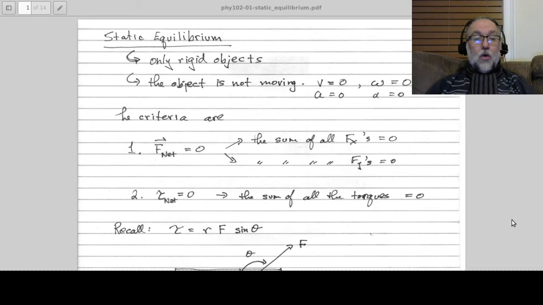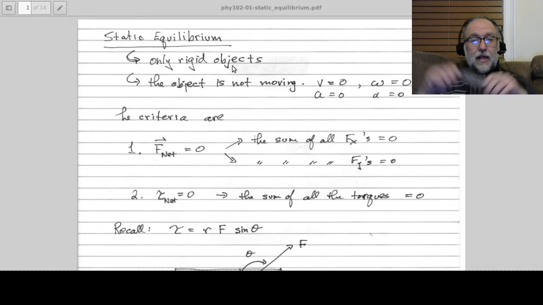Things like questions like that. So we're only going to apply this to rigid objects, and so I should define what a rigid object is. It's any object which is extended in space and whose shape doesn't change over time as it undergoes any kind of dynamics, or in this case statics.